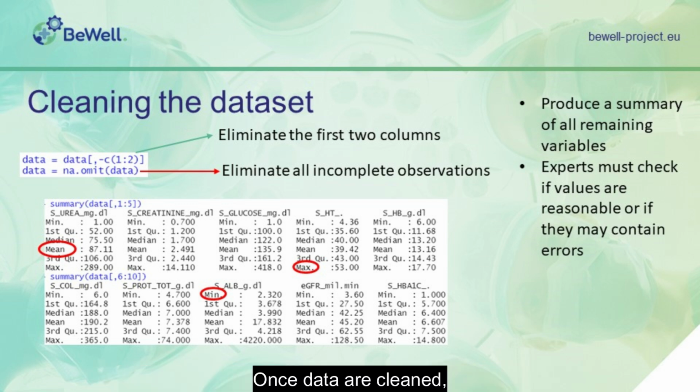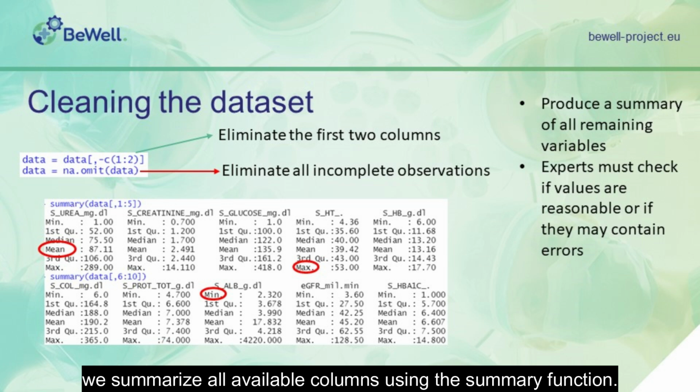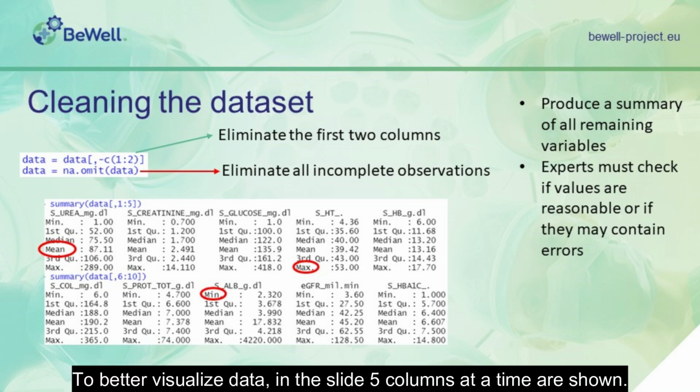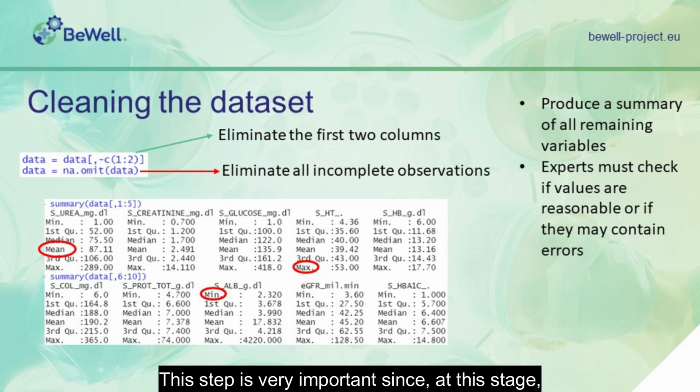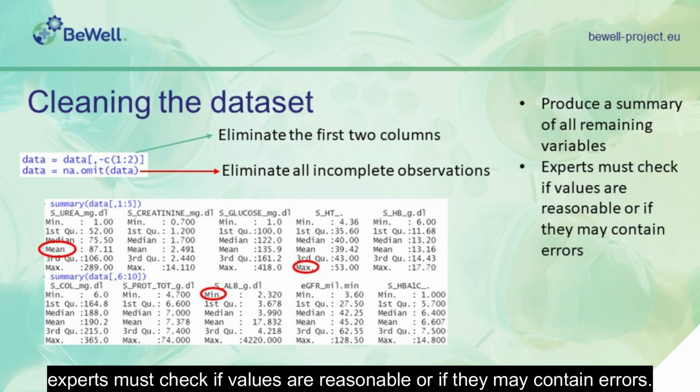Once data are cleaned, we summarize all available columns using the summary function. To better visualize data, in the slide 5 columns at a time are shown. This step is very important since, at this stage, experts must check if values are reasonable or if they may contain errors.